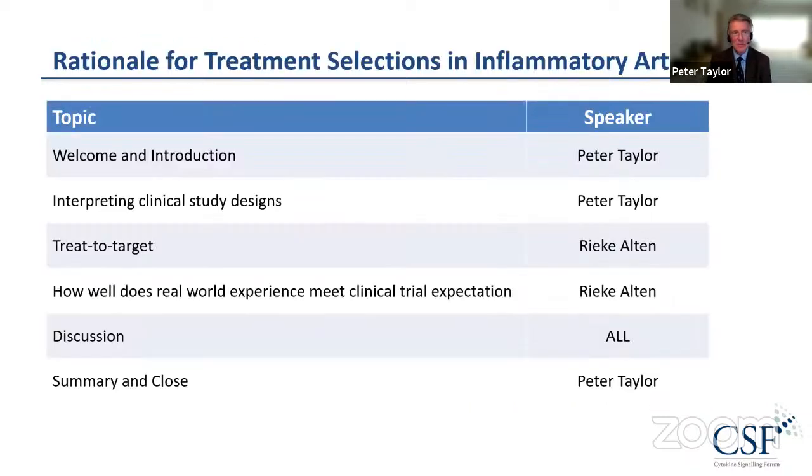So what are we going to talk about today? Well, the title of this forum is Rationale for Treatment Selections in Inflammatory Arthritis, and you'll all be aware that the whole field has become increasingly complex as choice has broadened. So I'm going to start off by talking about how we interpret clinical study designs. There's been a huge evolution, as you'll see. And then we're going to hear from Professor Alton about treat to target. And this has been a really key development over the last few years, but it continues to evolve.